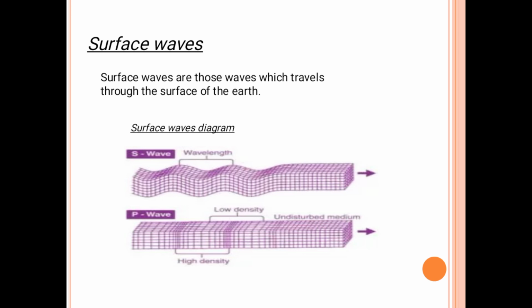Now we discuss surface waves. Surface waves are those waves which travel through the surface of the earth. Traveling only through the crust, surface waves are of lower frequency than body waves and are easily seen on a seismogram as a result. Though they arrive after body waves, it is surface waves that are almost entirely responsible for the damage and destruction associated with an earthquake.